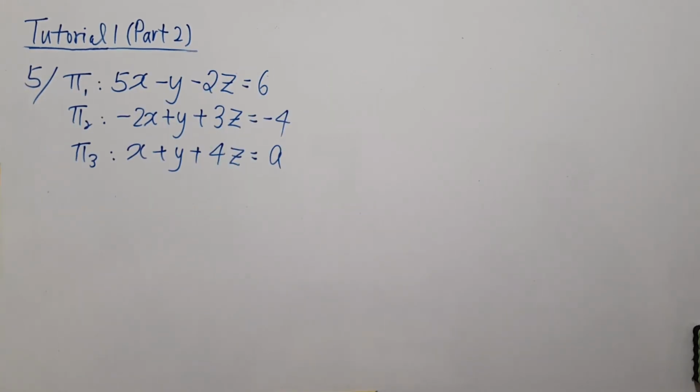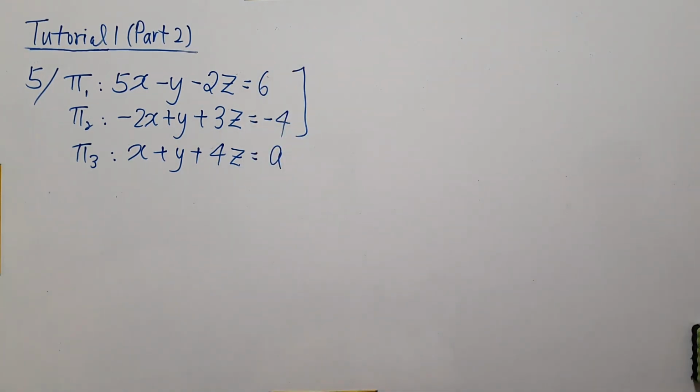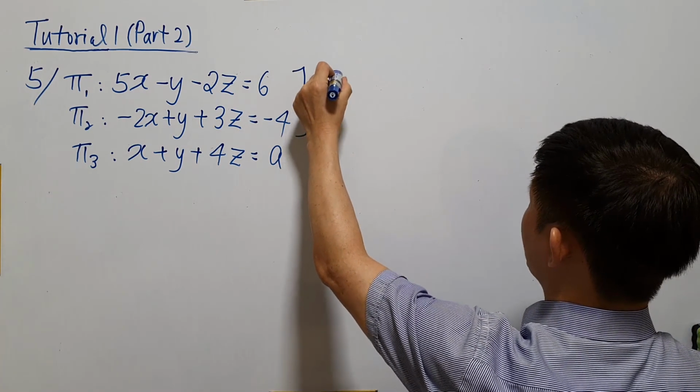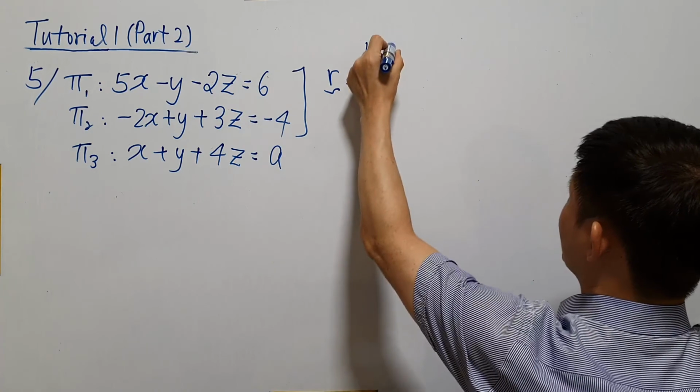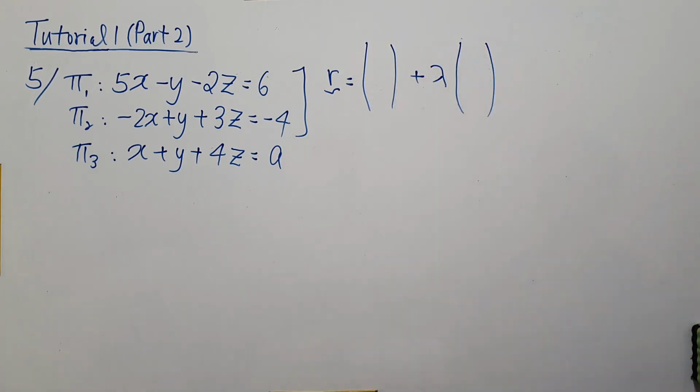Now into question 5 of tutorial 1, part 2. Once again, given the three planes, you check if they have any pairs or all the three planes being parallel. If there isn't, we go through the same motion. From the first two planes, we want to find the line of intersection between these two planes. You can do this method again.